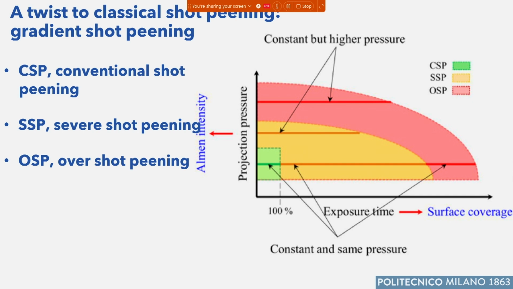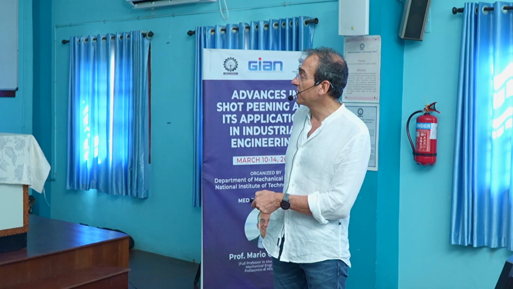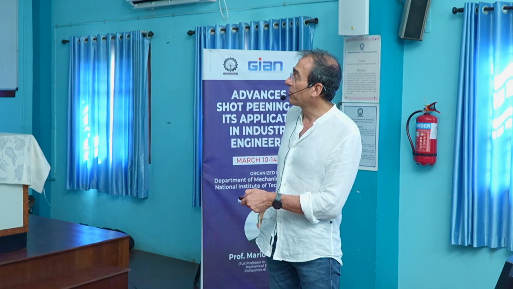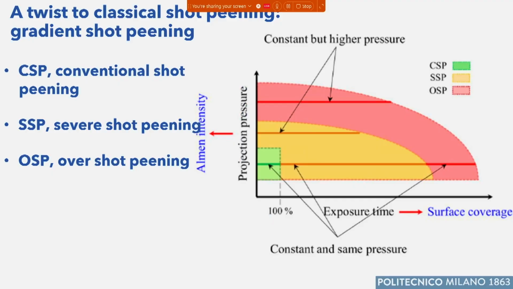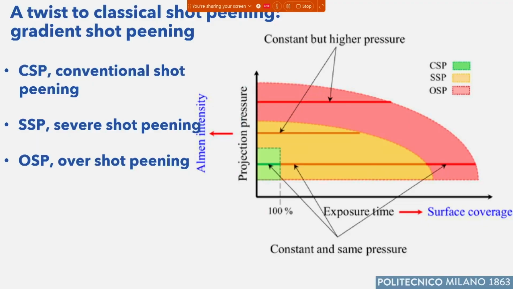It means that we are applying either a larger Almen intensity or a longer exposure time. The exposure time is related to the surface coverage, and the projection pressure, the pressure of the compressed air, is related to the value of the Almen intensity. If we increase the pressure, we increase the Almen intensity. If we increase the time, the coverage will be 200, 300, 400%, and so on. What's happening if we increase Almen intensity and/or the surface coverage?